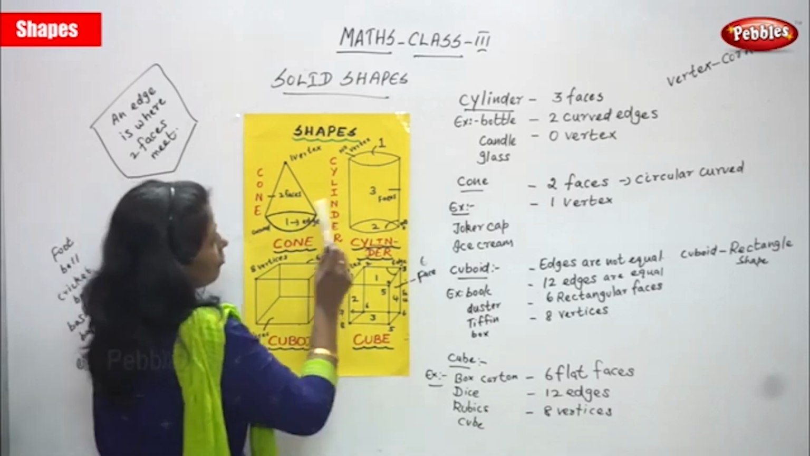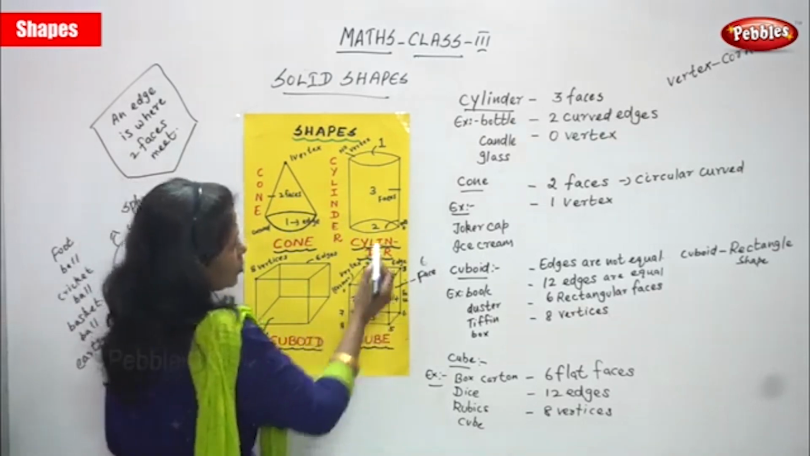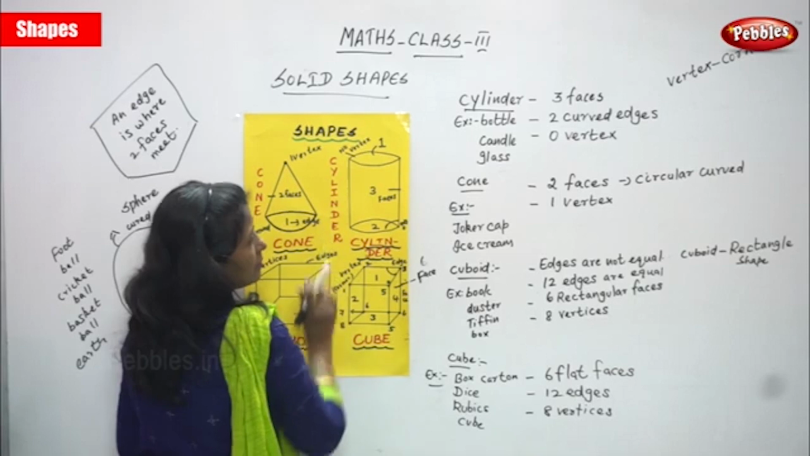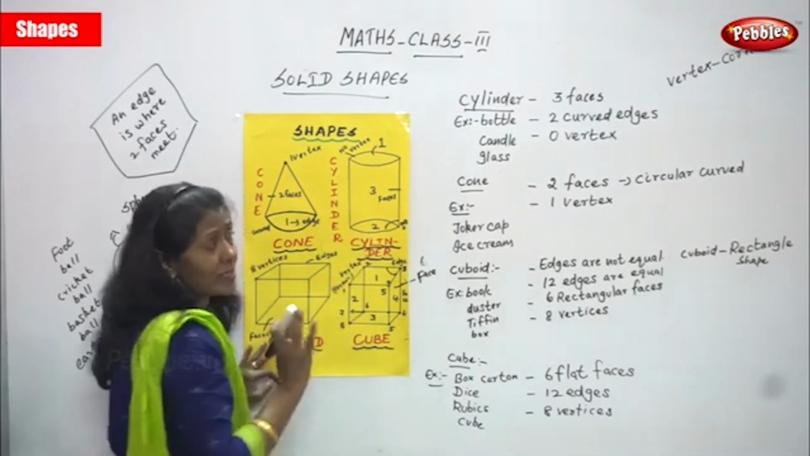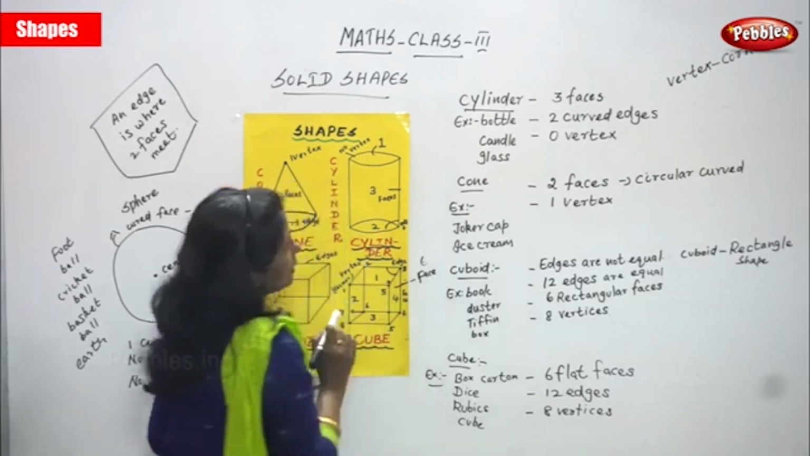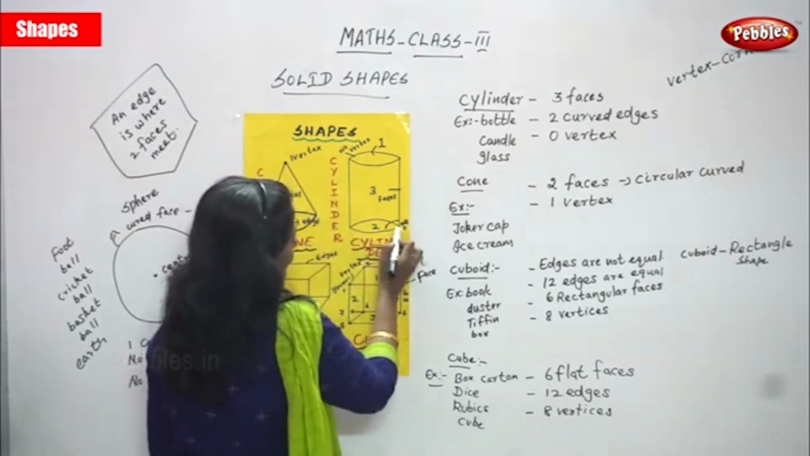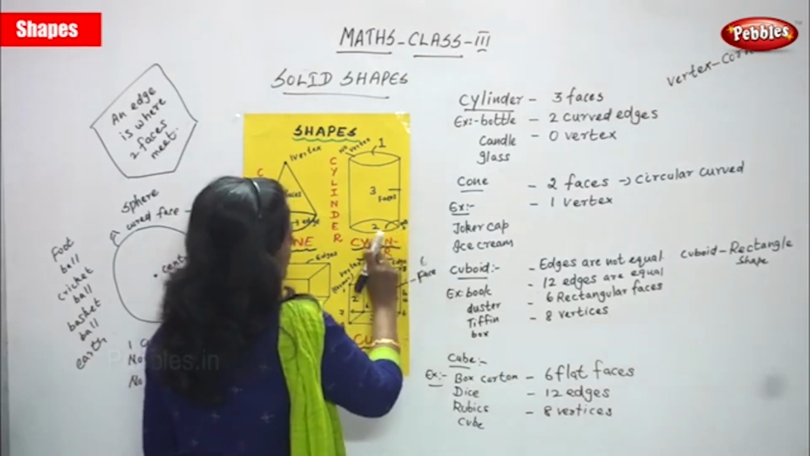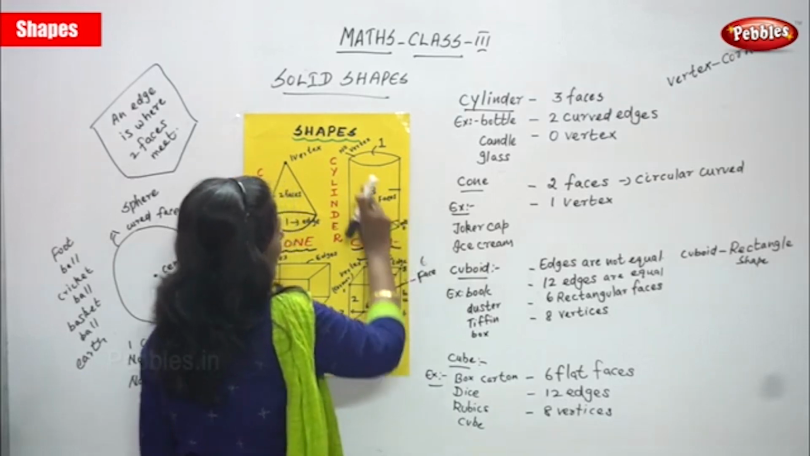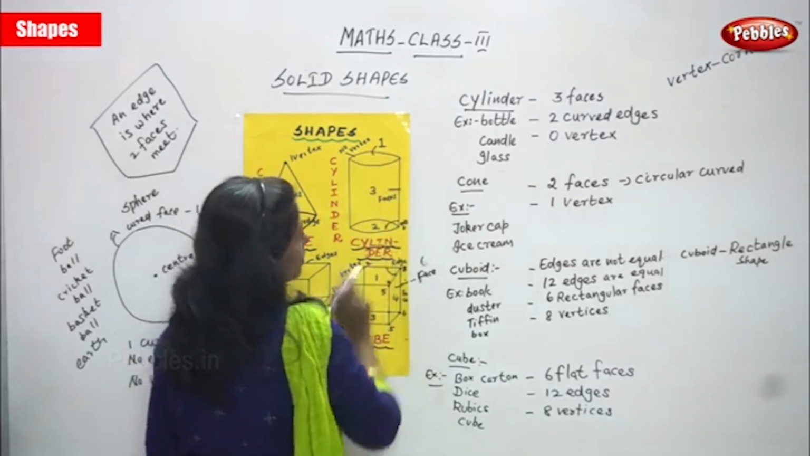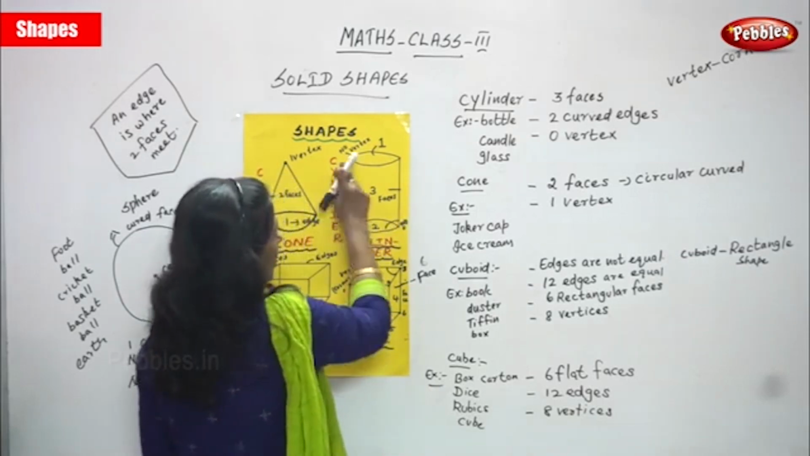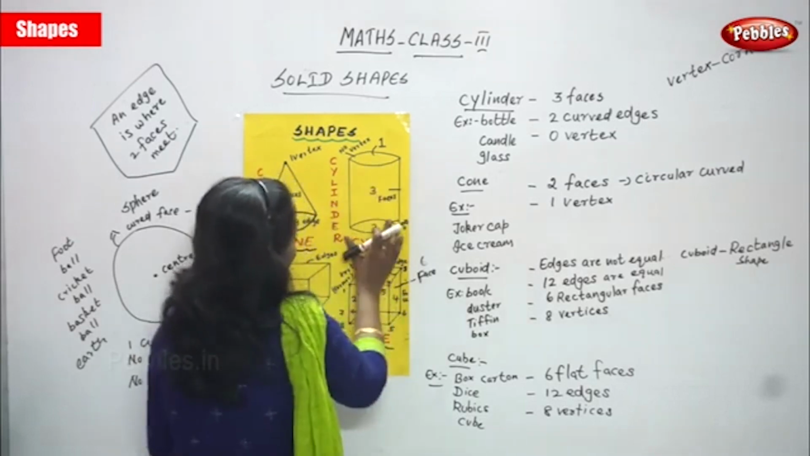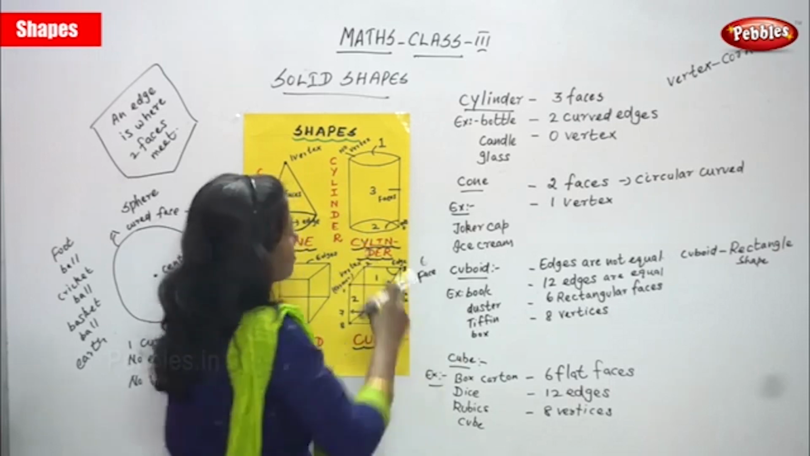So generally faces, curved edges and vertex. This is called curved edges, and this is 1 face, this is the 2nd face, and this is the 3rd face. So 3 faces for the cylinder, and 2 curved edges. This is 1 curved edge, and this is another curved edge. So 2 curved edges, and 0 vertex because there are no corners. For this particular diagram, there is no corner, that means no vertex.